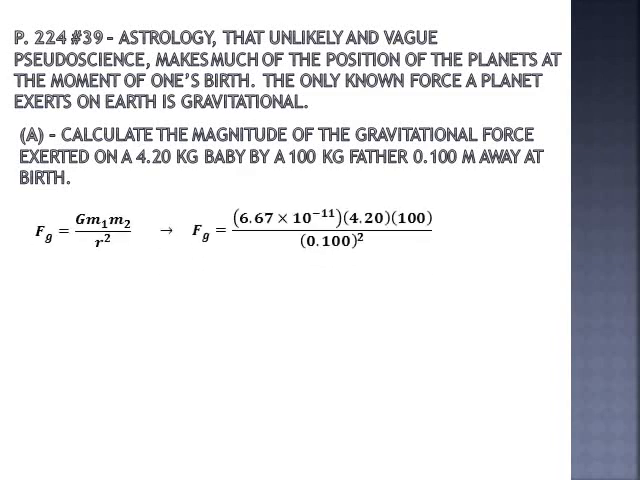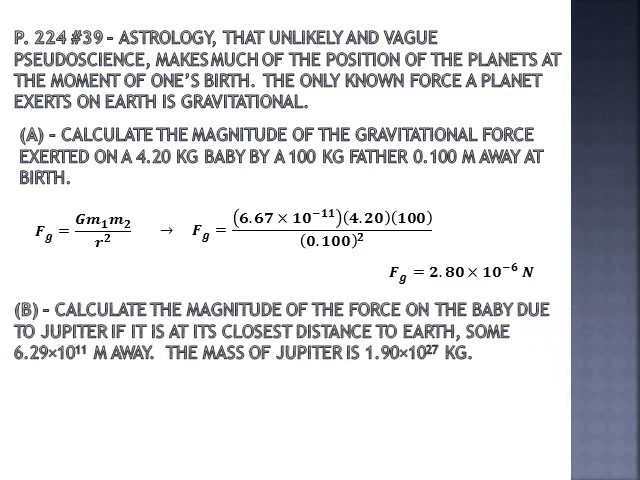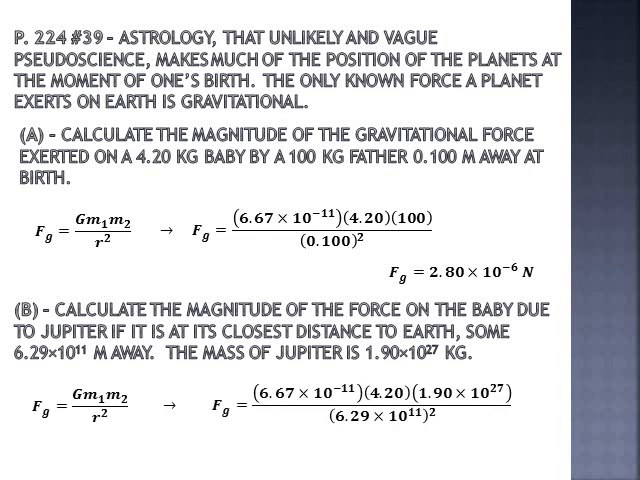Well, we use the gravitational force equation, 6.67 times 10 to the negative 11 times 4.2 times 100 divided by 0.1 squared. And we get the force of gravity is going to be 2.80 times 10 to the negative 6 newtons. Now, what's the gravitational force of Jupiter when its closest distance to Earth is 6.29 times 10 to the 11th meters away, and the mass of Jupiter is 1.90 times 10 to the 27th kilograms? So we plug that in, 6.67 times 10 to the negative 11 times 4.2 times 1.90 times 10 to the 27th divided by 6.29 times 10 to the 11th squared, and we get 1.35 times 10 to the negative 6. So actually the father holding the baby has more gravitational force on the baby than any planet would in the process.